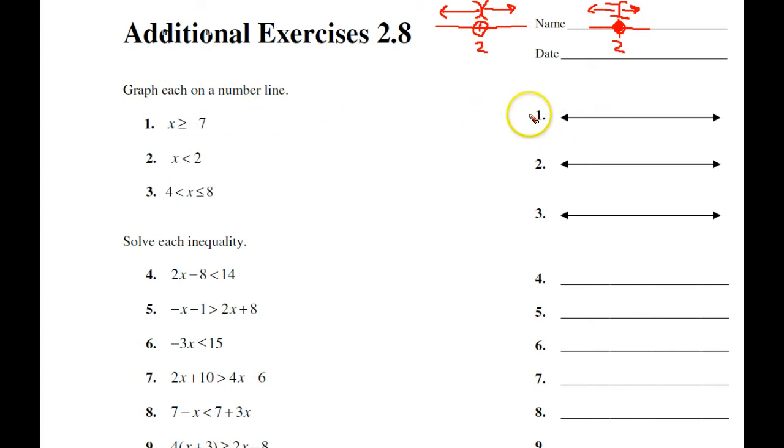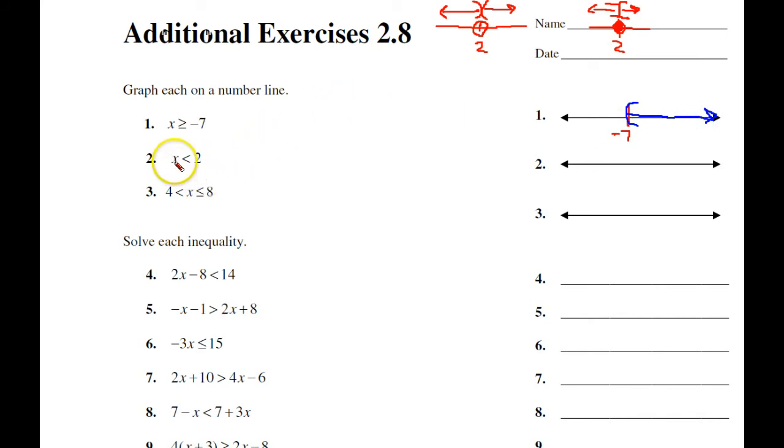So we could put them here on the number line. They already have a number line for us. So my idea is just put the number you're interested in, a -7, right there in the center. And it says x is greater than or equal to. So we're going to use a bracket at -7 to indicate it's greater than and equal to, that -7 is included.